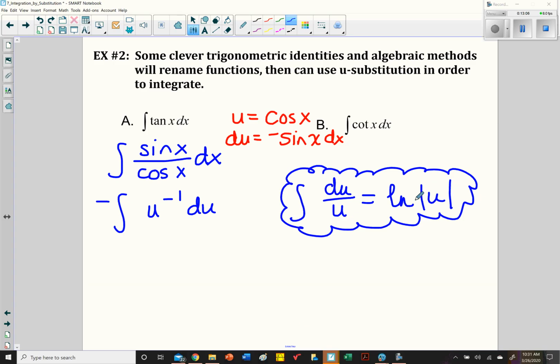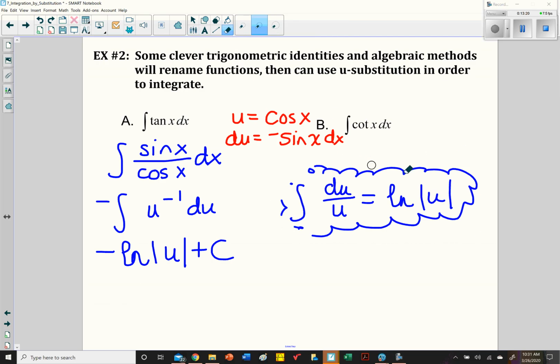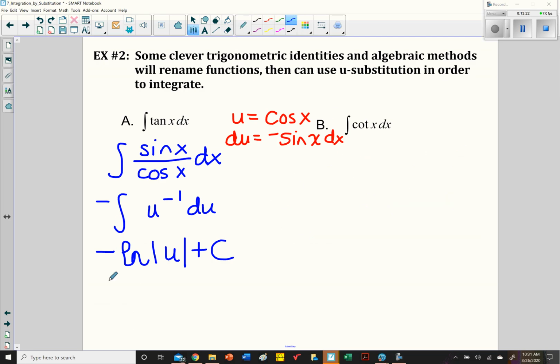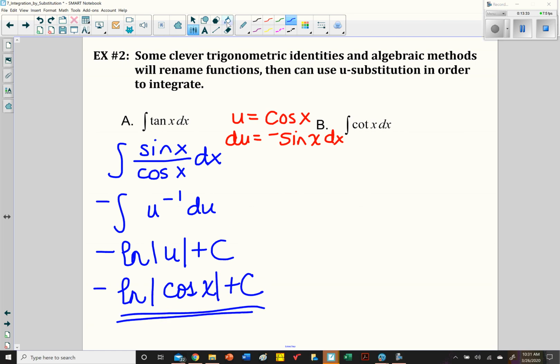This is one that you're going to want to memorize. So u to the negative 1 is a u in the denominator. That gives us the natural log of absolute value of u plus a constant. And our u is cosine. So natural log, the absolute value, excuse me, cosine x plus a constant. And you can memorize that or reinvent it each time.